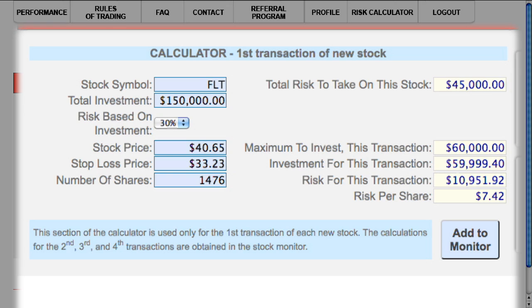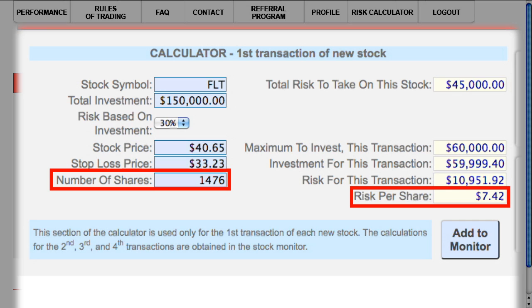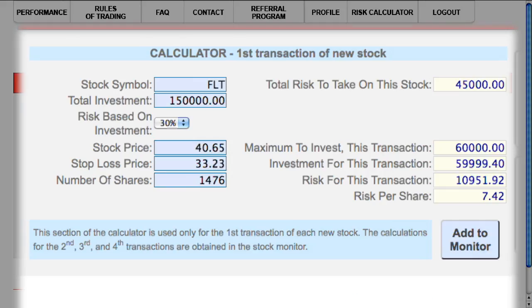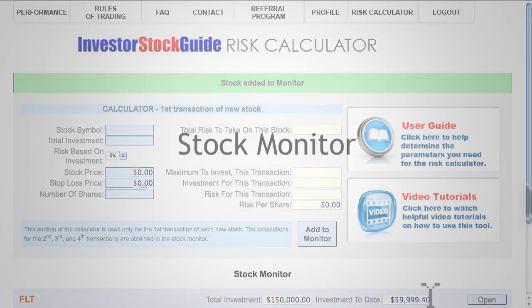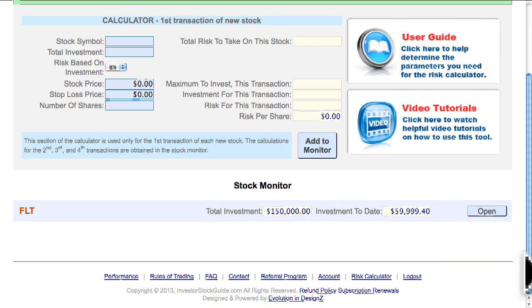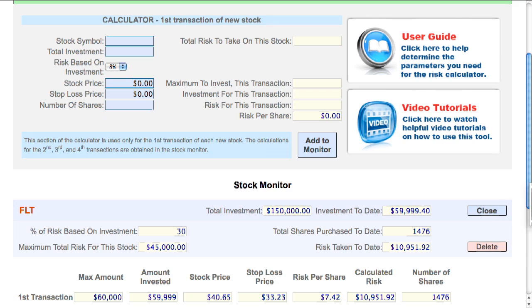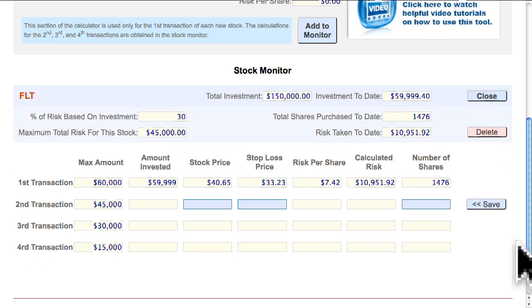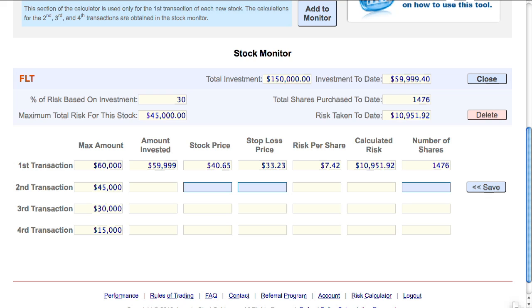The calculator determines you'll be risking $7.42 for each 1,476 shares purchased. Click this button to add FLT to the stock monitor. Once FLT is added to the stock monitor, there are only 2 things you'll need to enter to have the risk calculator determine the amount of shares for the second, third, and fourth transactions, and they are the stock price and the stop loss price.